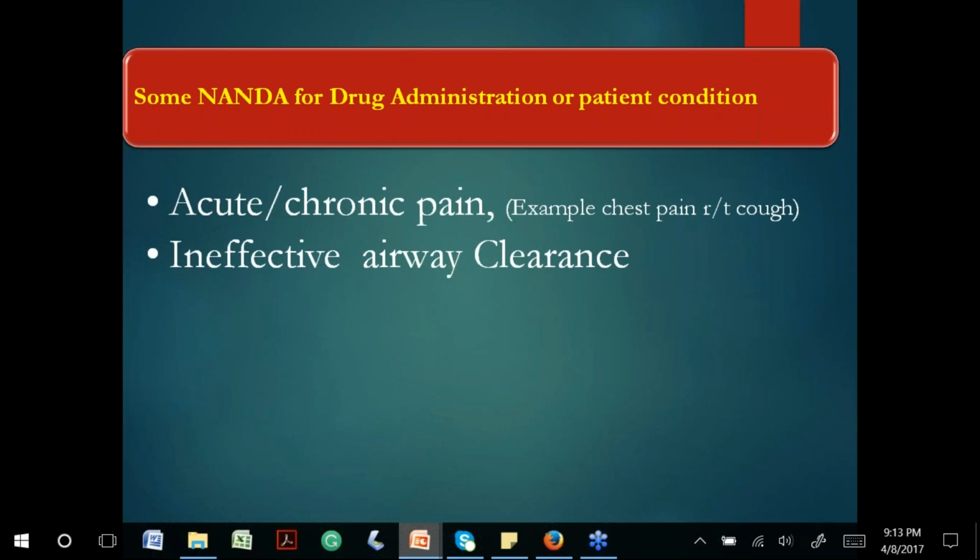Acute chronic pain. Okay, so remember, acute is less than 3 months, chronic is more than 3 months of pain. So that is how you categorize pain, acute or chronic. Ineffective airway clearance, for example, you will see that this is made because the patient has a lot of secretions, right? And that's because, for example, albuterol is not being used in the right dose, or probably he needs an extra dose, or maybe we need to change the medication, right?